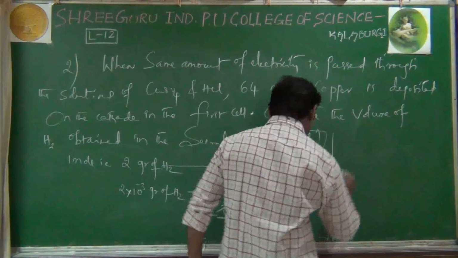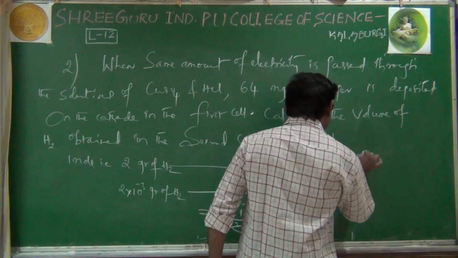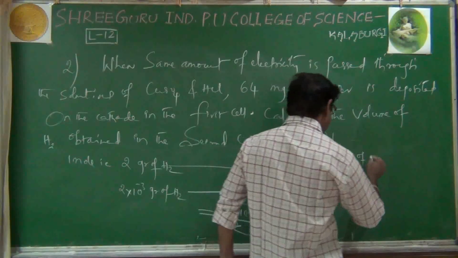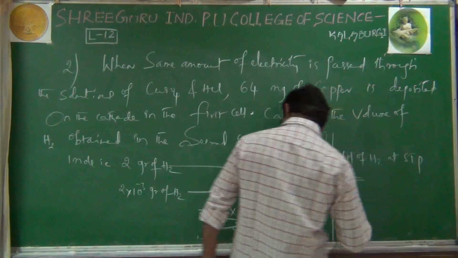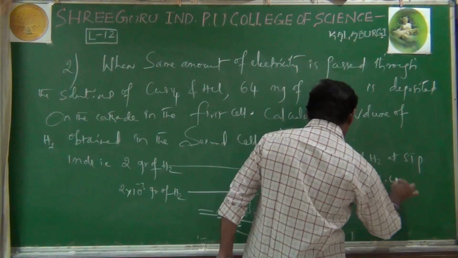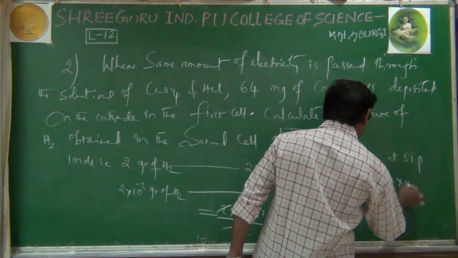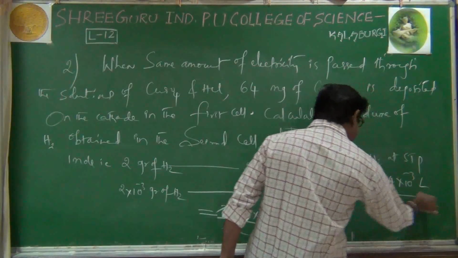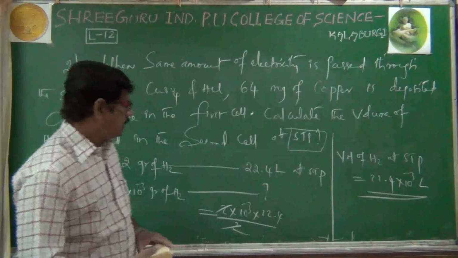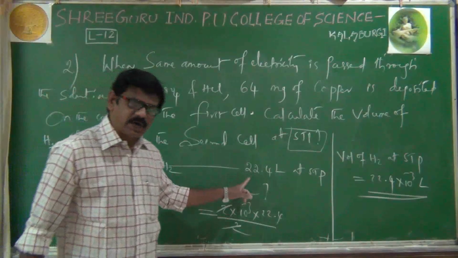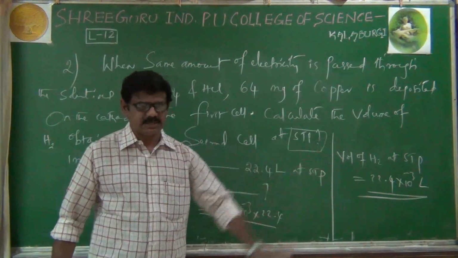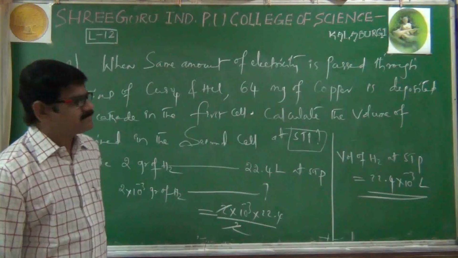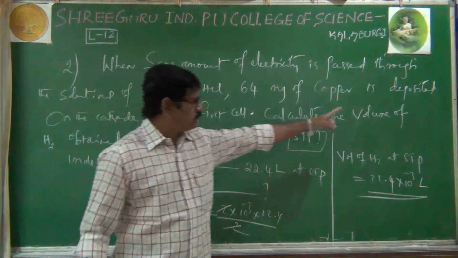Therefore, the volume of hydrogen at STP is equal to 22.4 into 10 to the power of minus 3 liters. Or if you take 22,400 milliliters, you will get the corresponding value in milliliters only. That's all. Okay. Then he has asked volume.